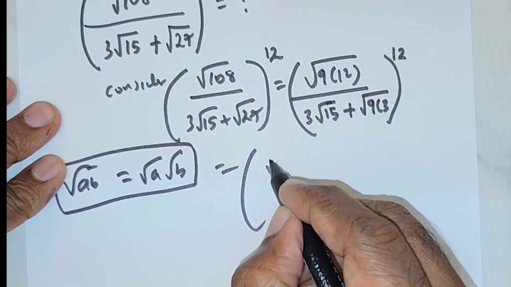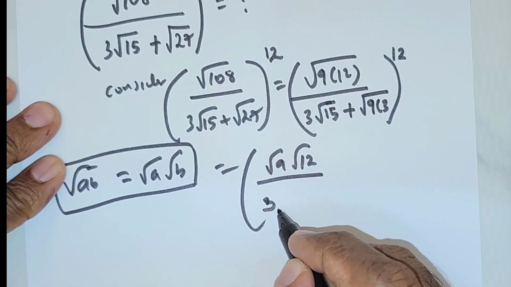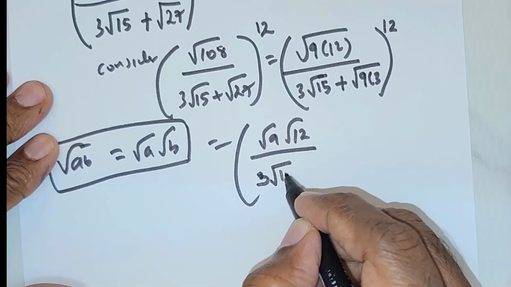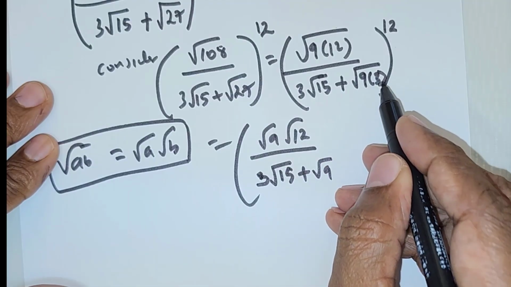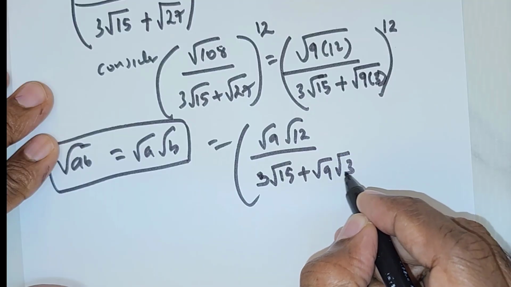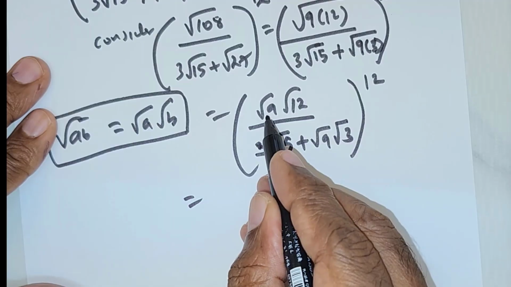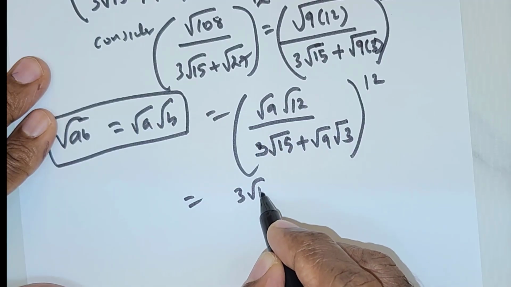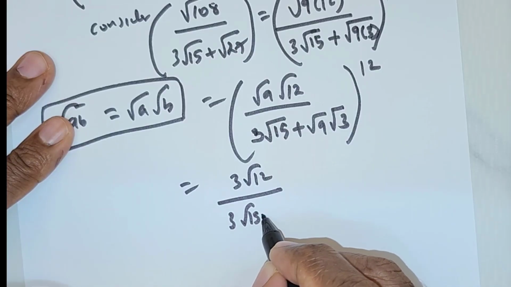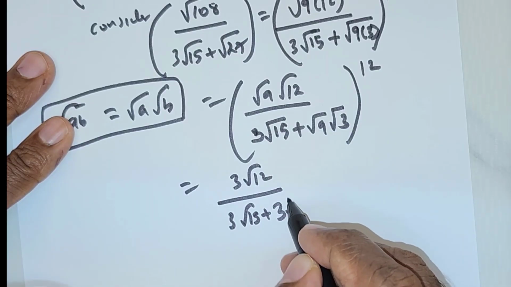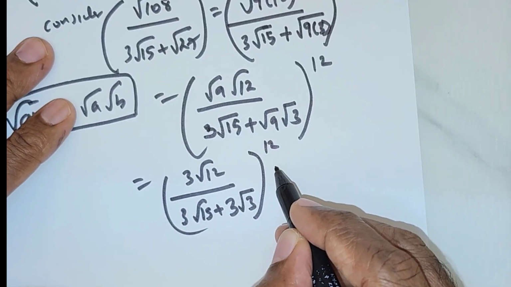So this can be rewritten as root of 9 times root of 12 divided by 3 times square root of 15 plus root of 9 times root of 3, raised to the power of 12. Now square root of 9 is 3, times the root of 12. You have 3 times the root of 15 plus square root of 9, which is 3, times the root of 3, raised to the power of 12.